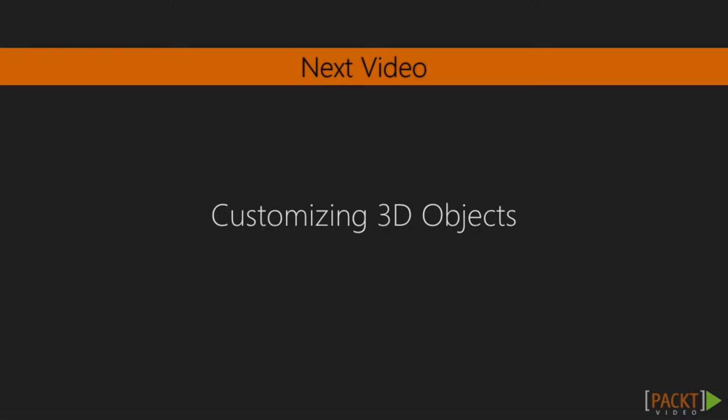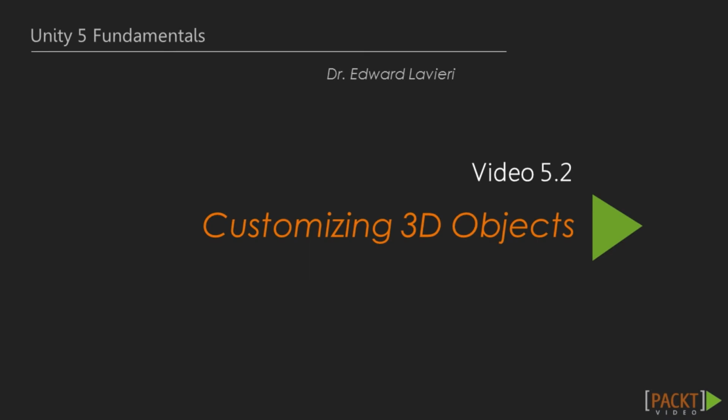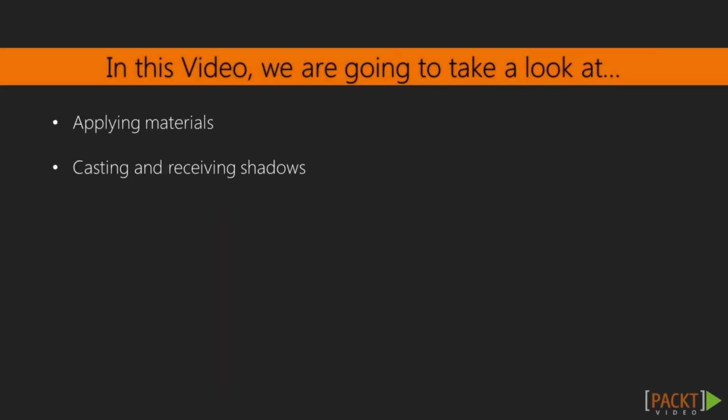Hi, welcome to Unity 5 Fundamentals, Customizing 3D Objects. In this video, we will explore various methods of customizing 3D objects. Specifically, we will apply materials to 3D objects using two different techniques. We will also demonstrate how to customize the shadow parameters of any given 3D object.